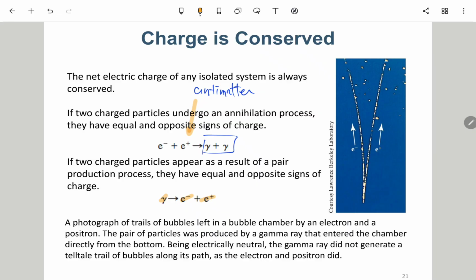So the concept of charge conservation is simple. It just means that the total amount of charge inside a closed system cannot change at all.